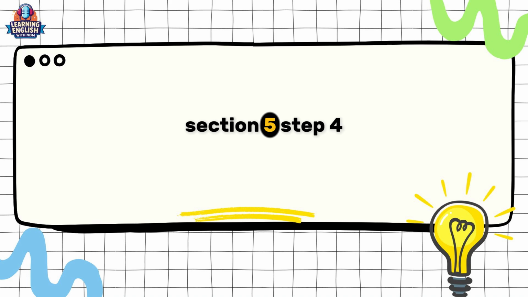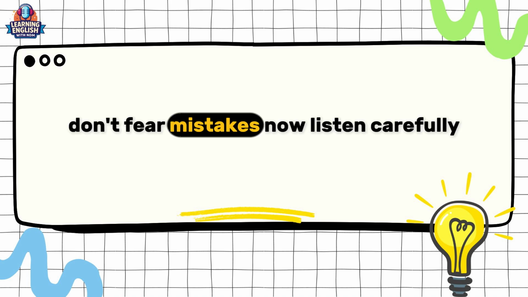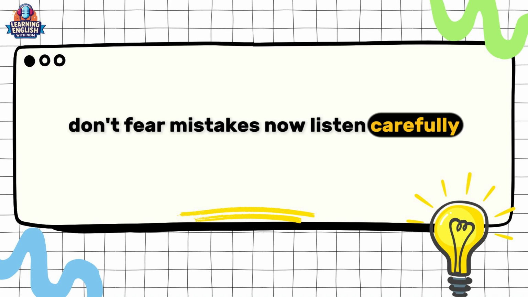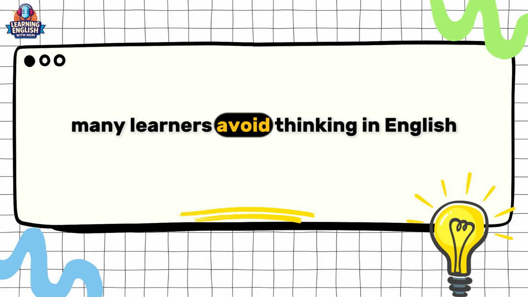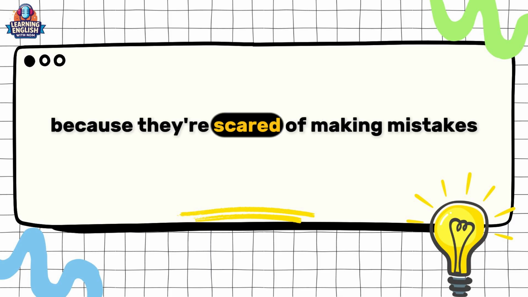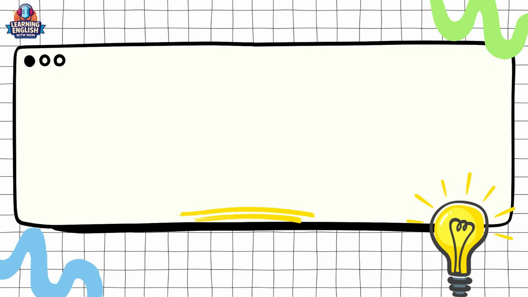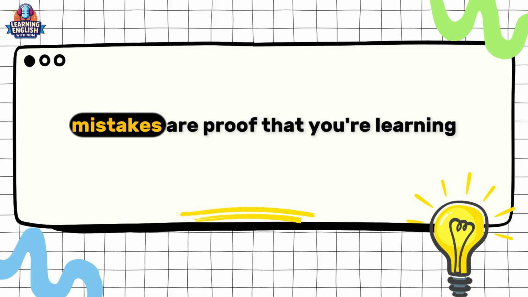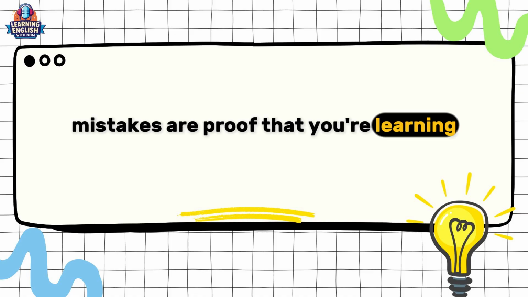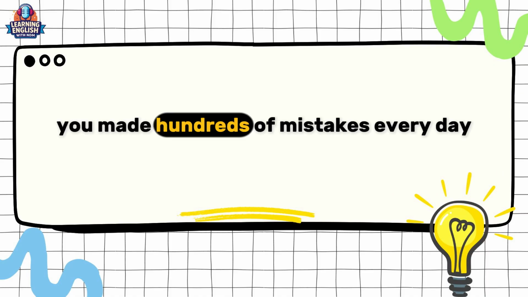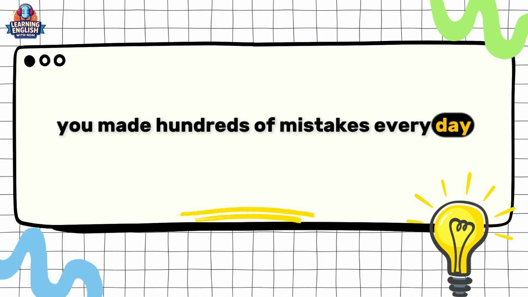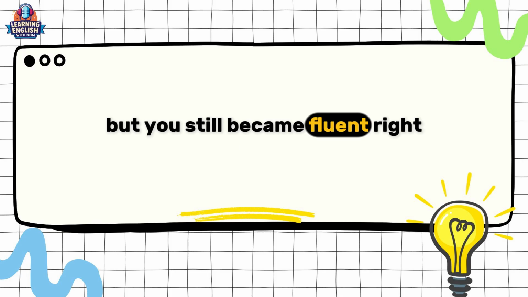Section 5. Step 4. Don't fear mistakes. Now listen carefully. This part is very important. Many learners avoid thinking in English because they're scared of making mistakes. But here's the truth. Mistakes are proof that you're learning. When you were a child learning your first language, you made hundreds of mistakes every day. But you still became fluent, right?